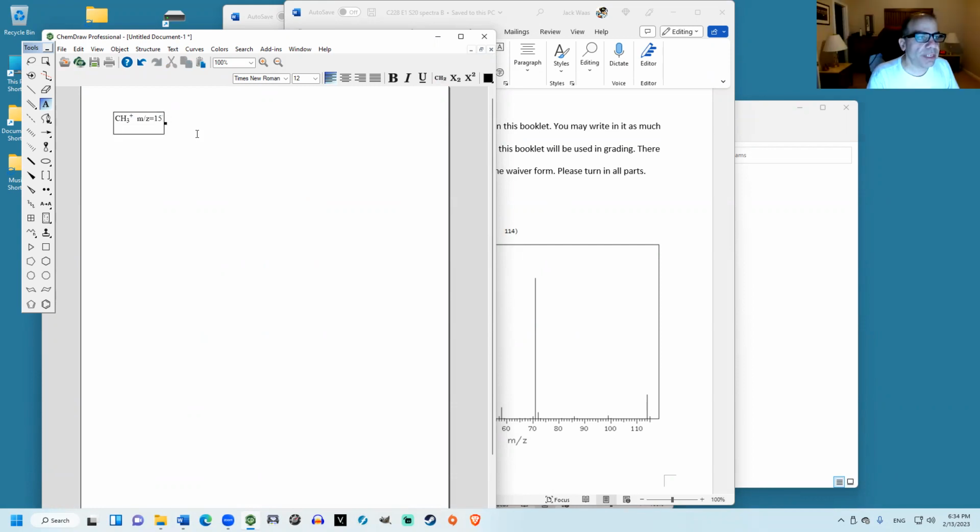And we already were given 29 for ethyl. Let me show you how you get the ethyl one. Where you get the 29 from is there's 2 carbons, 2 times 12 is 24, plus there's 5 hydrogens. 24 plus 5 equals 29. Does that answer the question about how you get them?